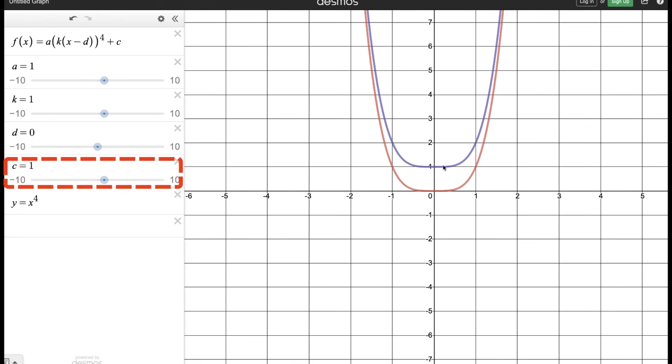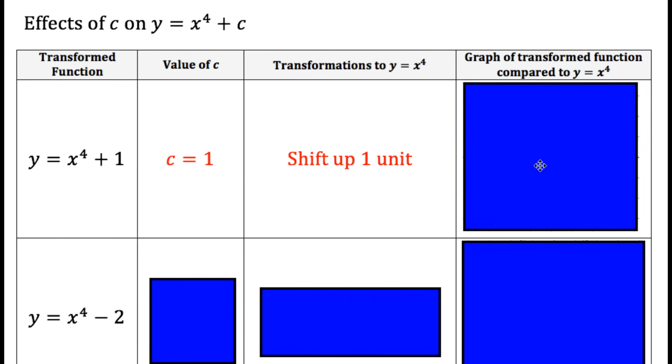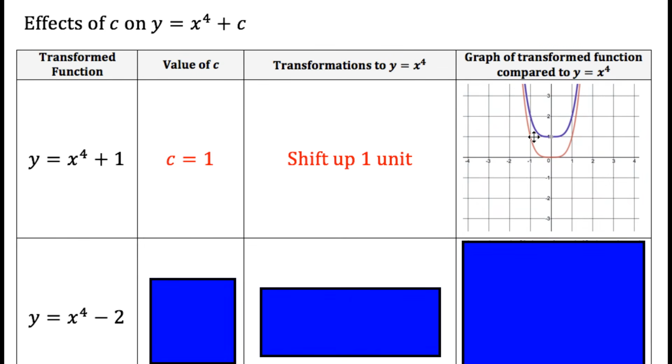Notice the transformed function, the purple one, is 1 higher than the parent function x to the 4th, so it's been shifted up 1. And just do a quick sketch of the graph that is 1 higher than the parent function. So you're given this red graph, just sketch the purple one, should look exactly the same, just 1 higher.